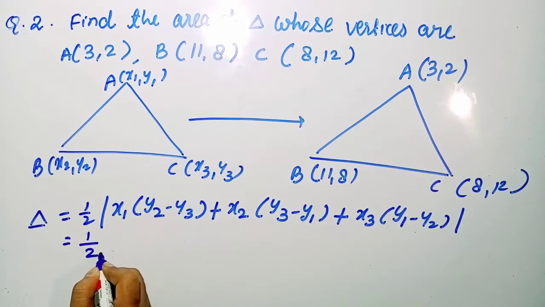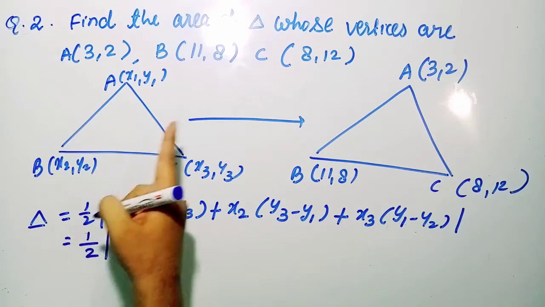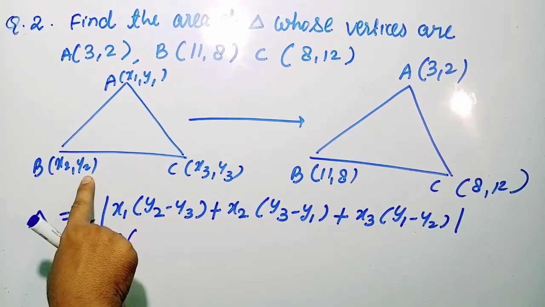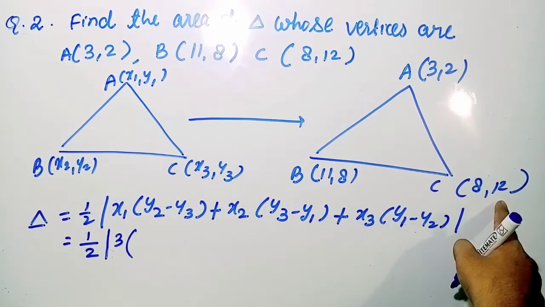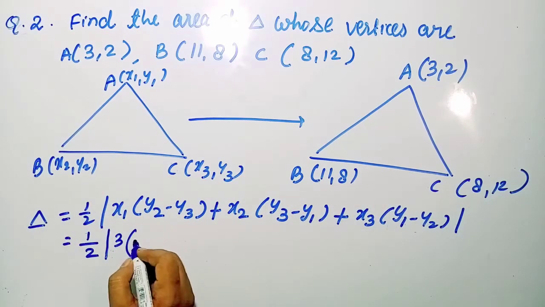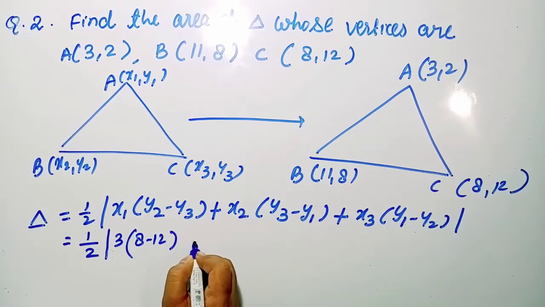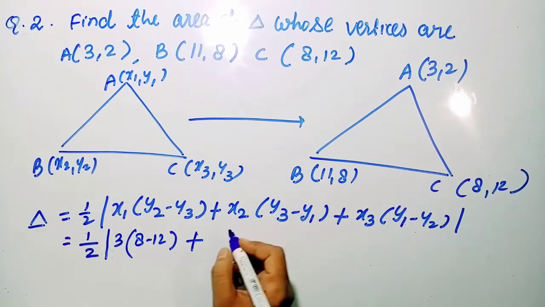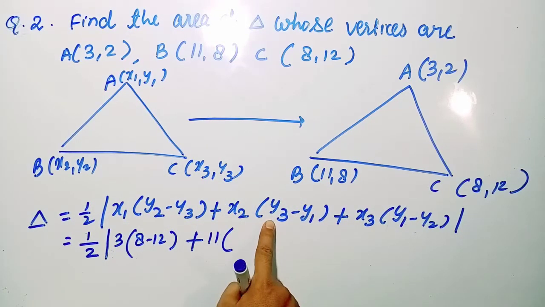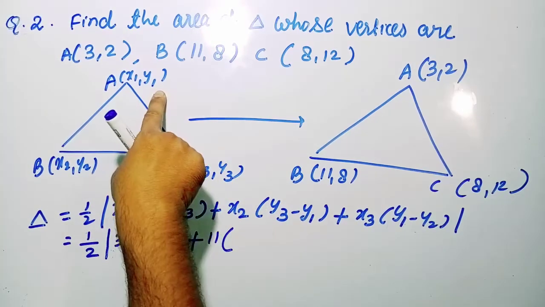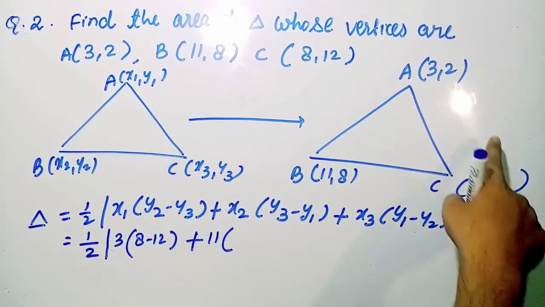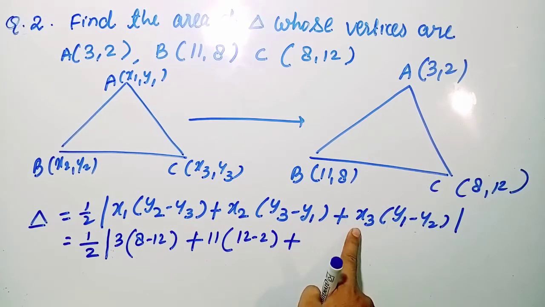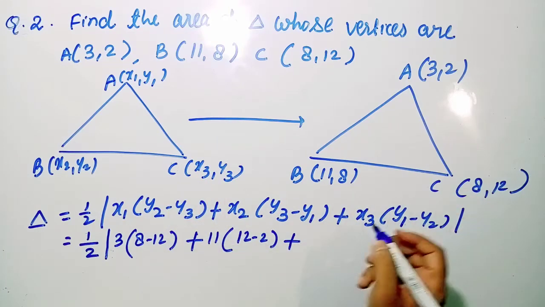So 1 by 2, the value of x1. Now we can compare here. So the value of x1 is 3, y2 minus y3: y2 is what? 8, 8 minus 12, right students, plus x2. What is x2? x2 is 11, right? 11 times (y3 minus y1), y3 is 12 minus 2, right? 12 minus 2, plus x3. What is the value of x3? The value of x3 is 8.